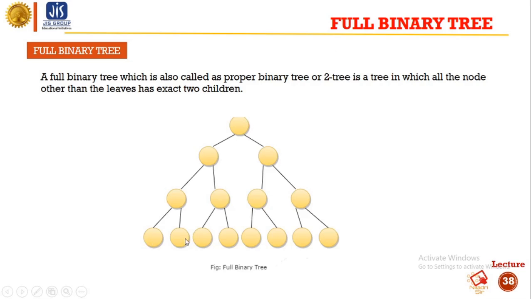These are the leaf nodes. Except these nodes, you can take any node, and every node has two children. So except the leaf nodes, every node has two children. This is basically called the full binary tree.